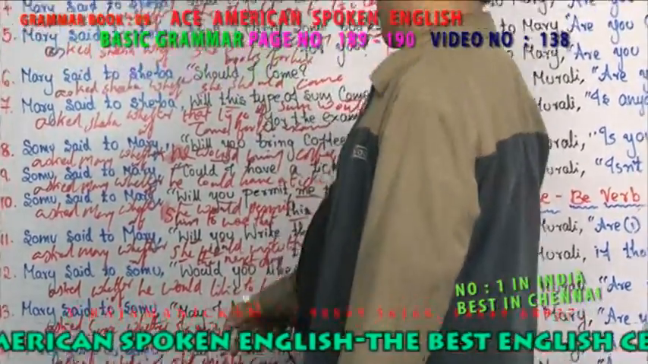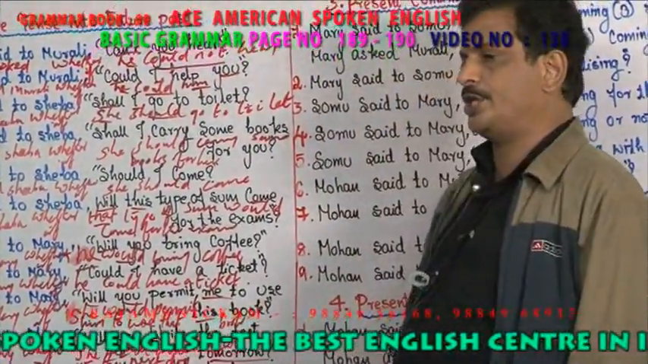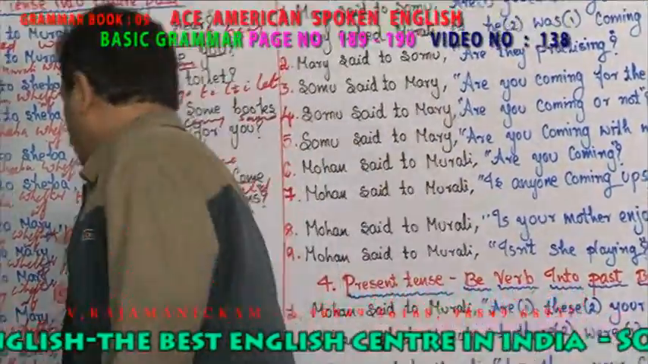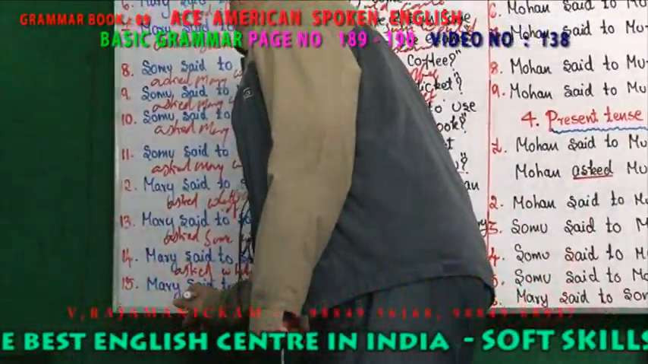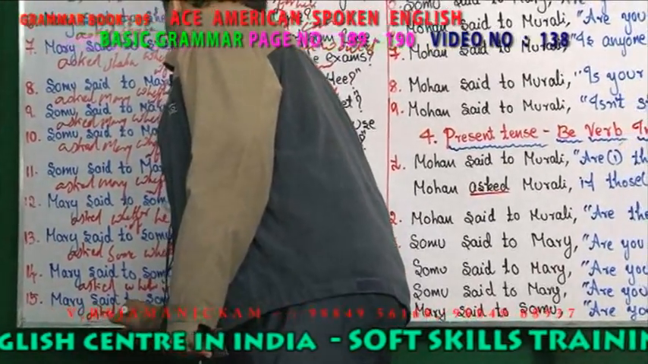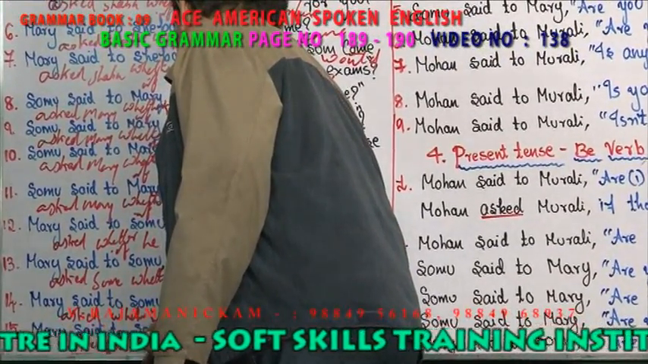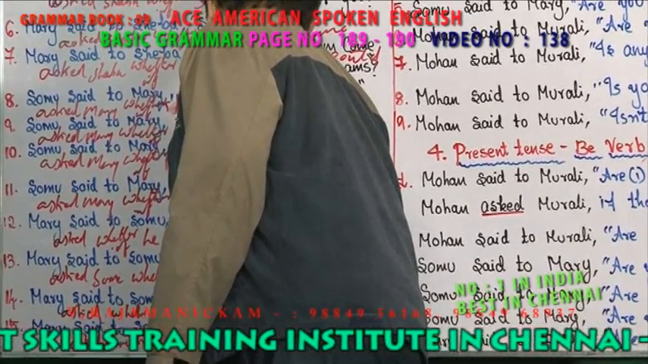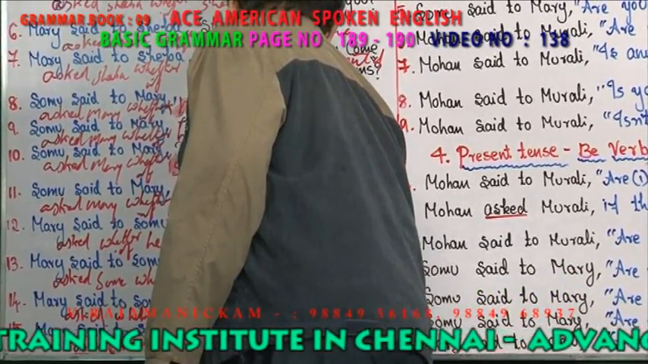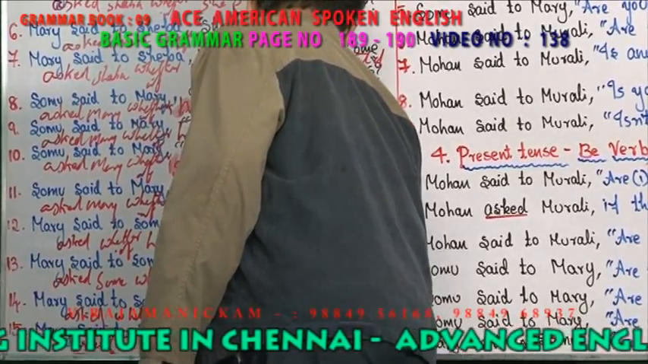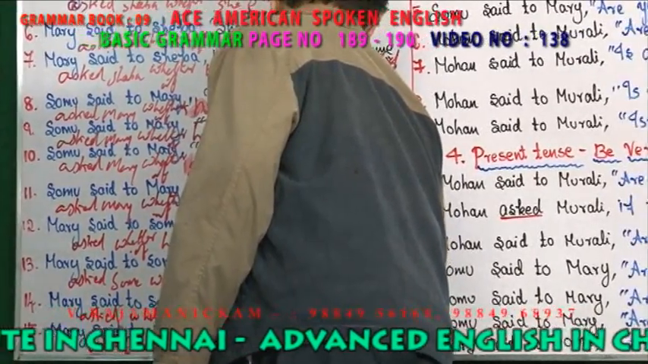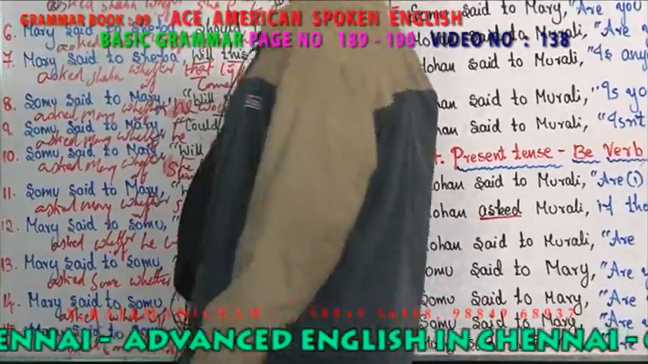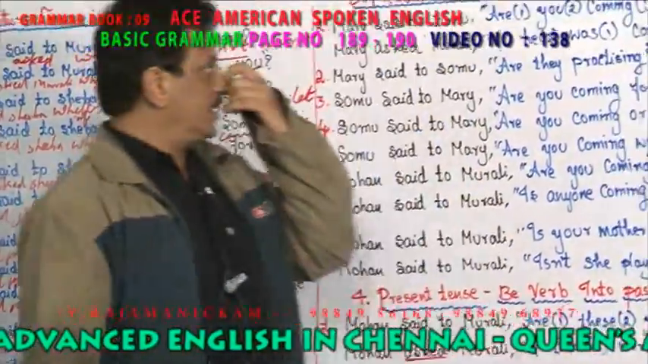Next, Mary said to Somu, "Must I do this?" How does it change? Mary asked Somu whether or if she ought to do that. This changes into that, must changes into ought to. You got it, sir?